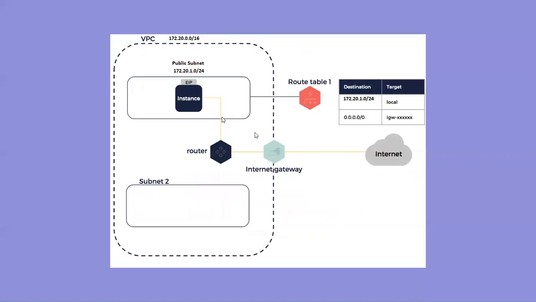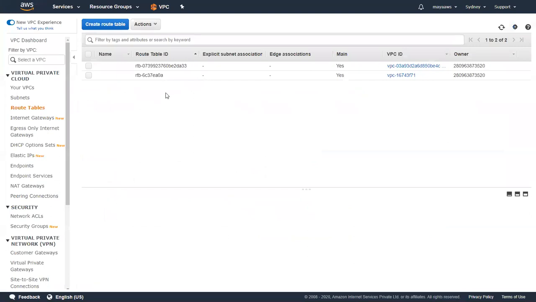So in the diagram, it says that for this particular public subnet, the local route is this one. If you want to connect to internet, we need a default route which should be attached to the internet gateway. Now let me modify the route.